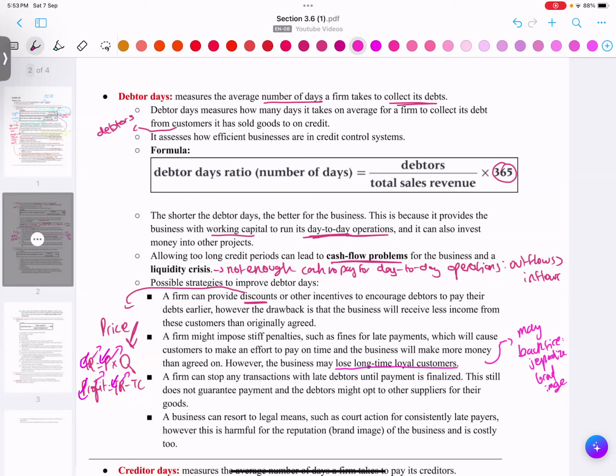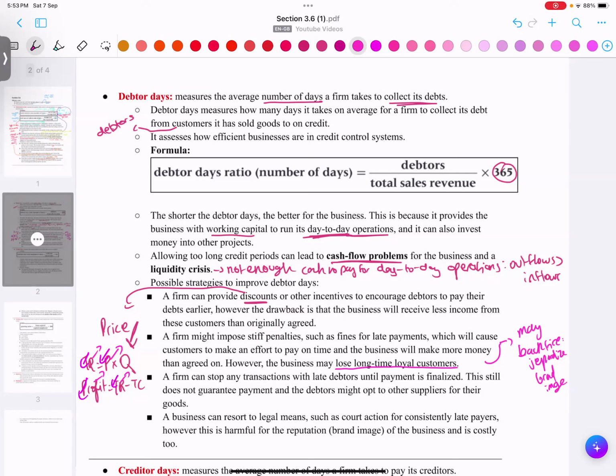That means that we no longer need you. That means that we're not going to pay you anymore. So the last part is that the business can resort to legal means, such as court action, for constantly late payers. However, this is harmful for the reputation and brand image of the business, and it's costly too.